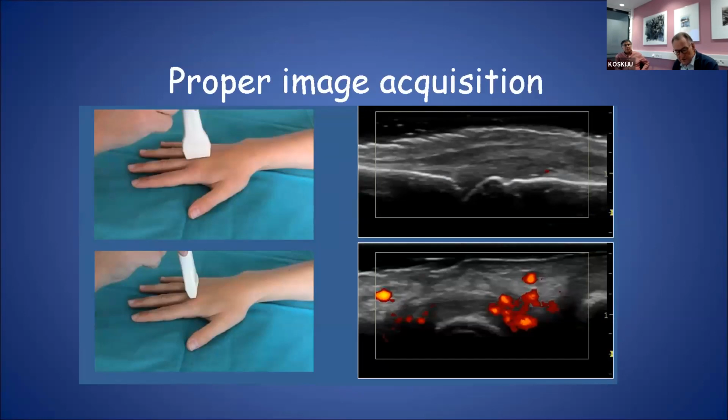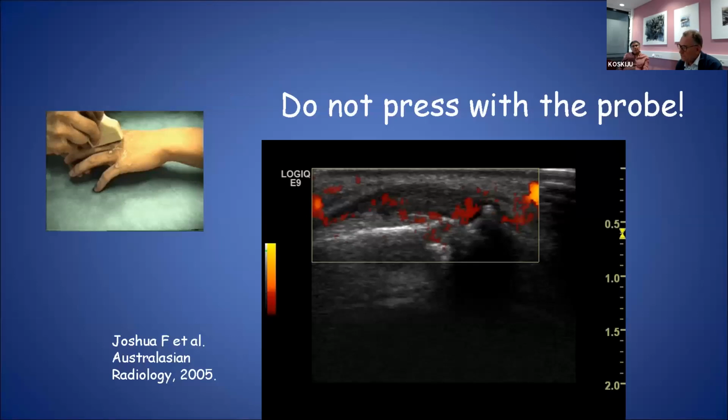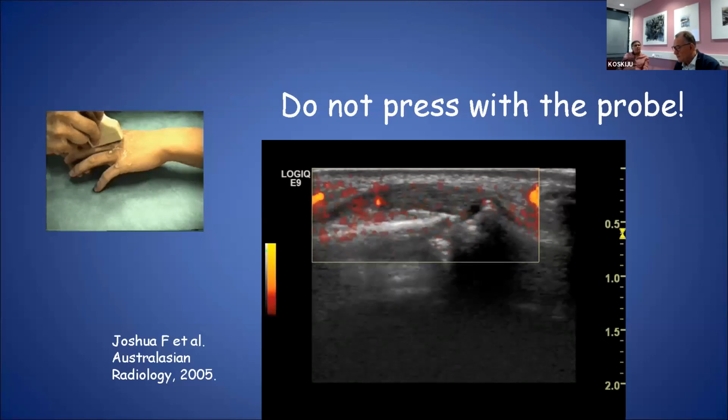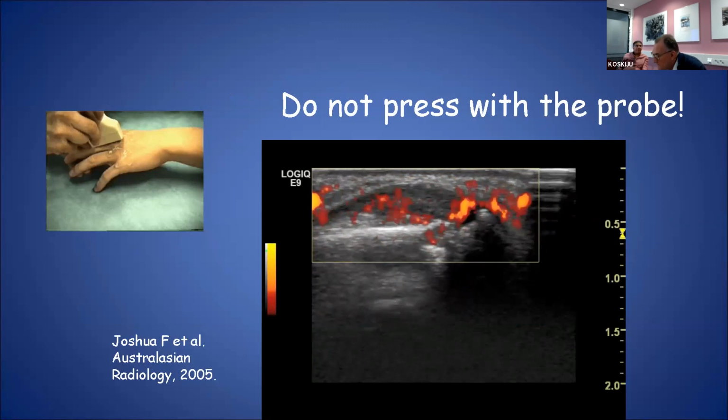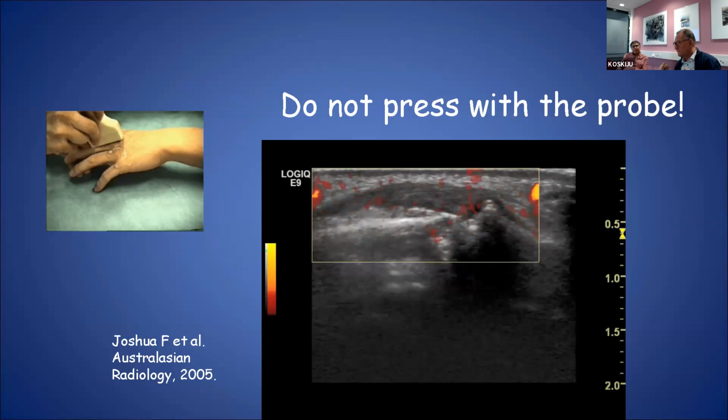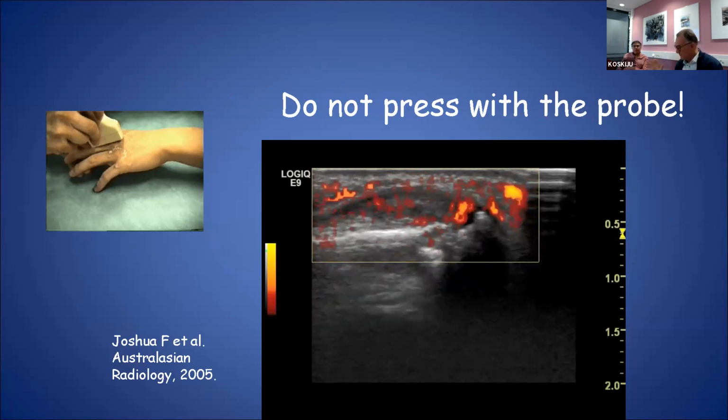When you are depicting Doppler, you have to remember that you need proper image acquisition. For example, in this case, if you depict here, you don't see anything, but the Doppler could be detected on the lateral side of the joint. So always move a little from side to side, not just depicting one point, to try to find the synovitis. And don't press with the probe. Now I'm compressing with my probe. You see Doppler, and after that you see the flow. So never push hard. Use a lot of gel and only very gentle compression. Never compress.